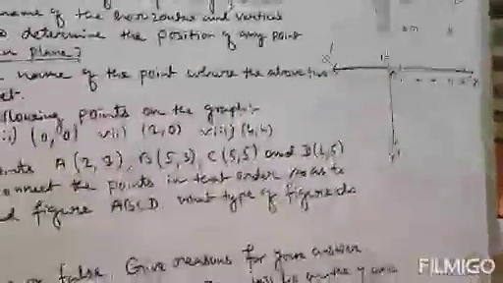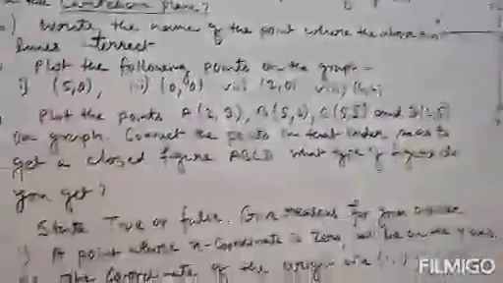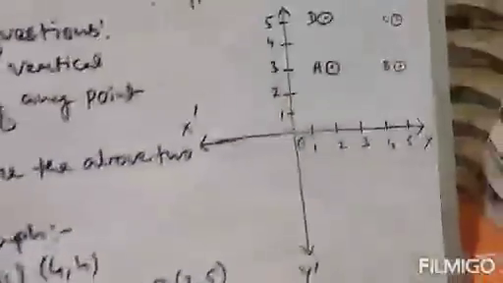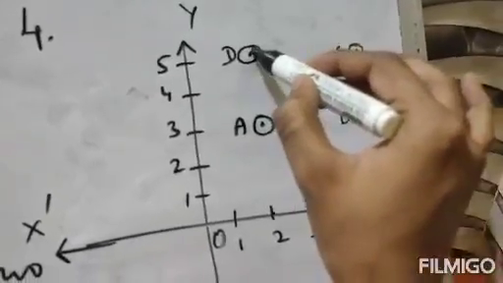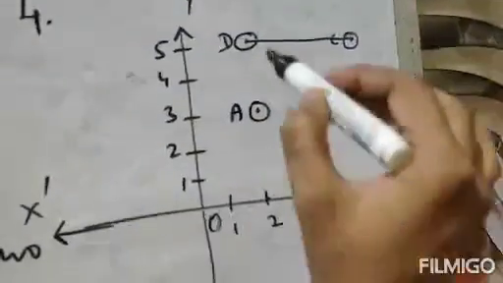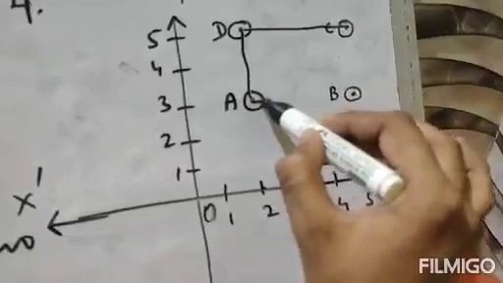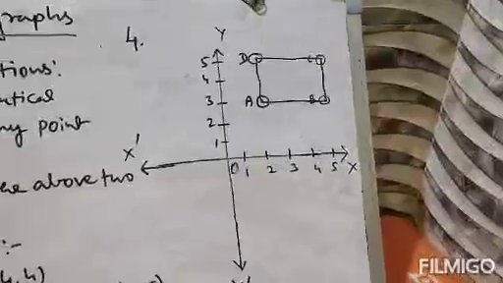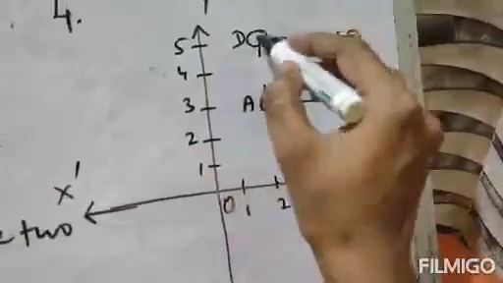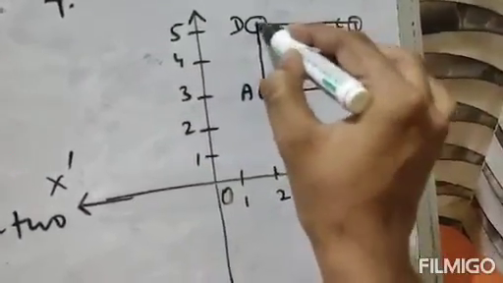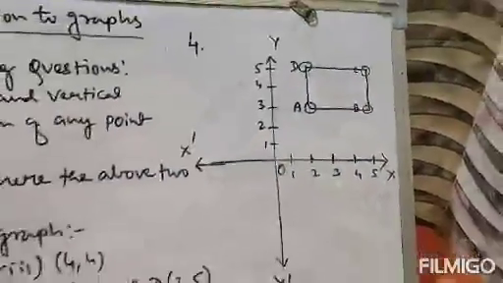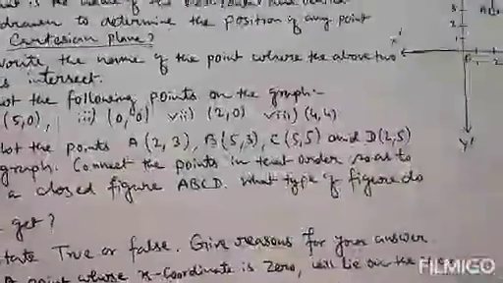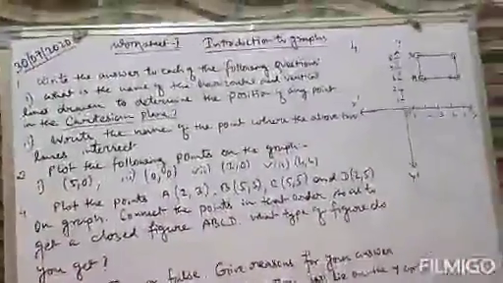Clear? So we have got these types of points. Now connect the points in that order so as to get a closed figure ABCD. That means we have to connect these points. Just use your ruler. I don't have a ruler right now, so the line is a little bit not straight, and when you connect the points using a ruler, that will be a straight line. Clear? That means it looks like this type of diagram. Now we have got the closed figure ABCD by connecting these points.